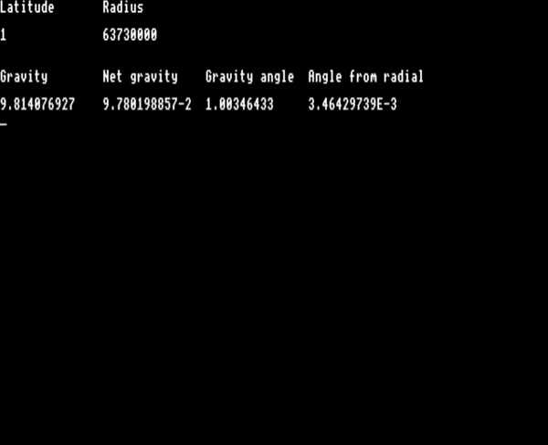And there's 6378, and we're at 9.81 meters per second. How's that for an astonishing coincidence? The maths just happened to give a number that conforms to observed reality. And you'll notice over on the right now, we've gone to E minus 3. The angle from the radial is now 3 millidegrees.